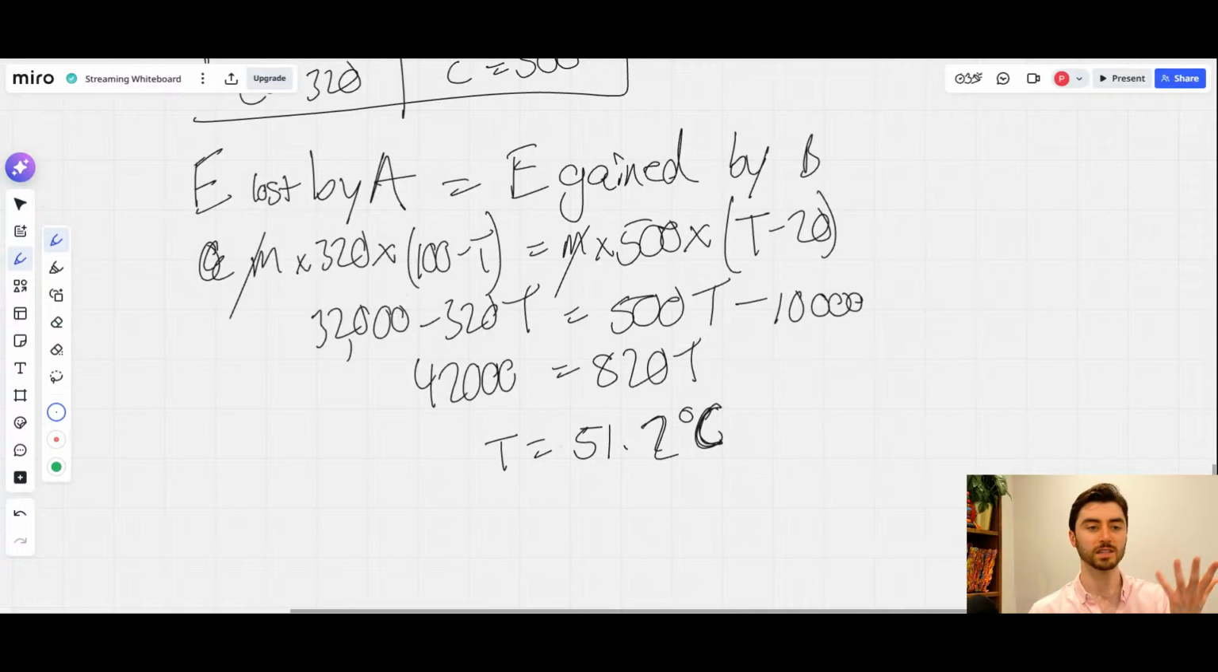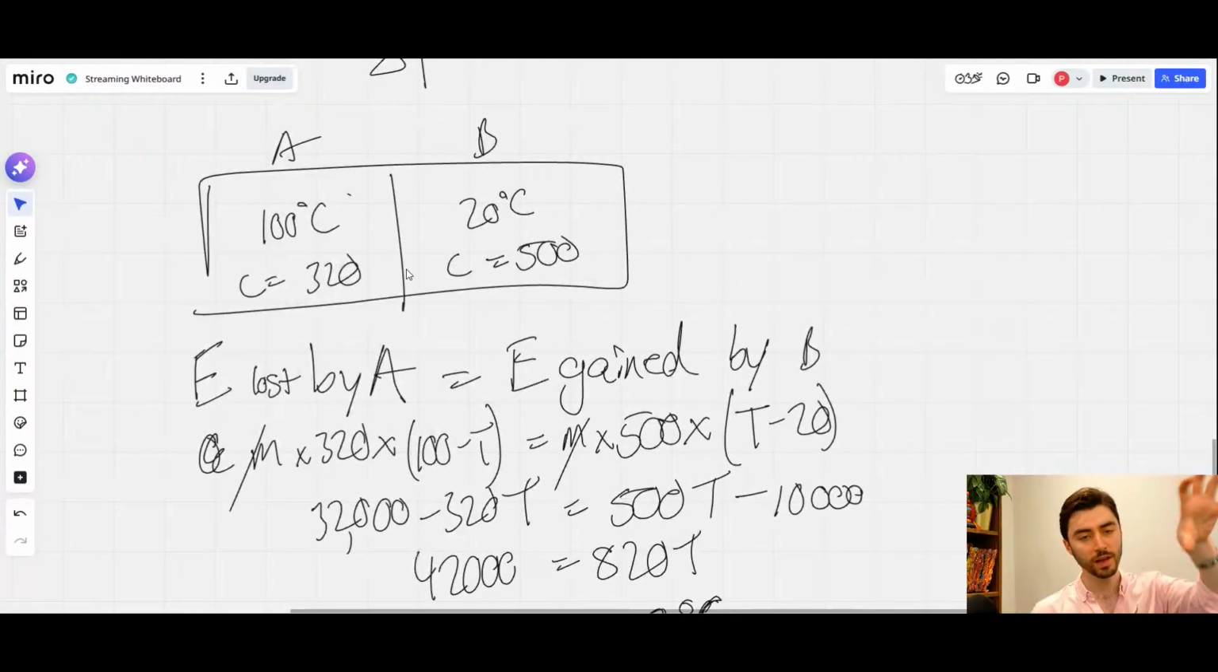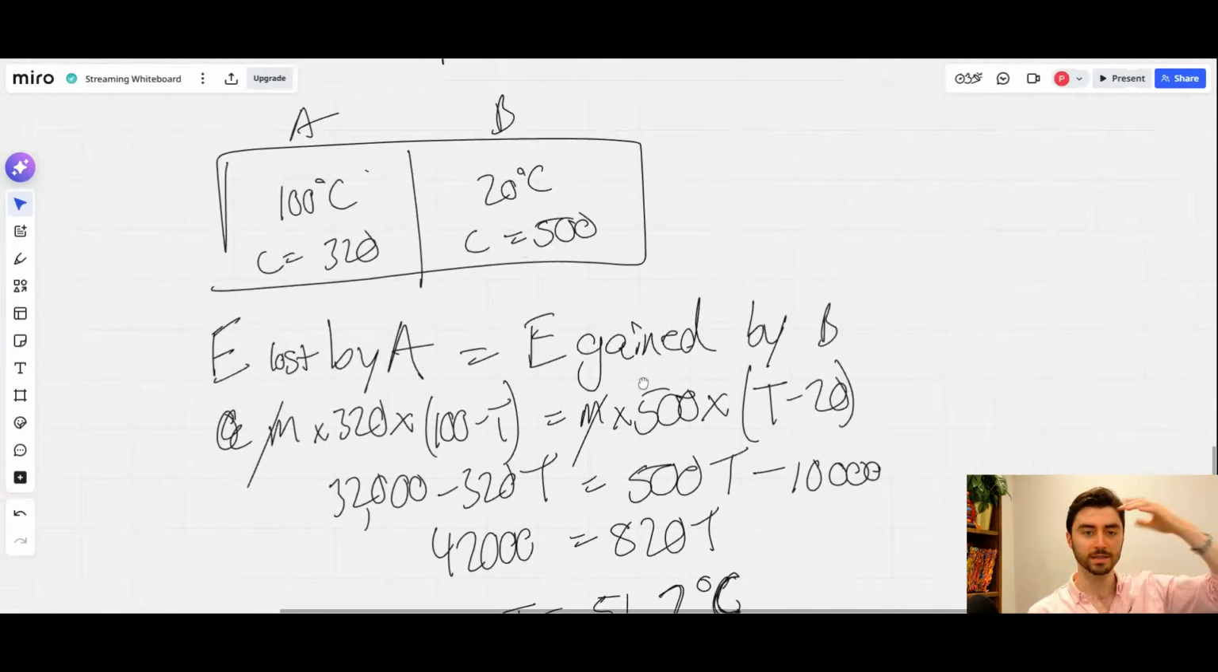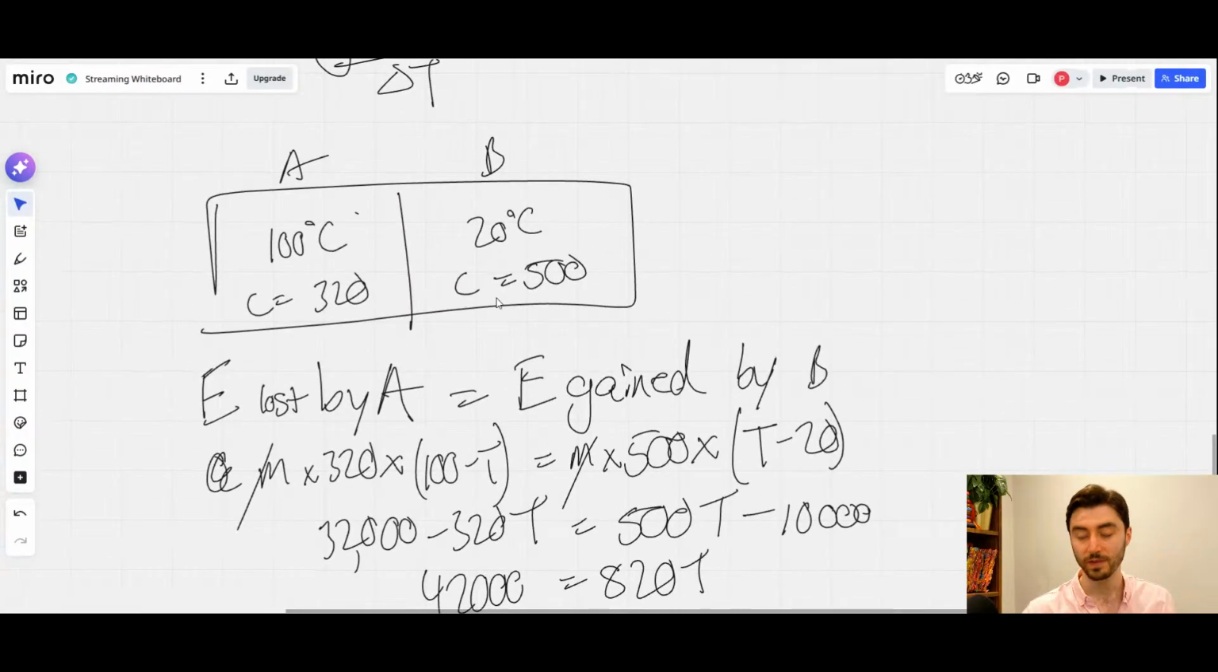Now, why does this make sense, by the way? You can also think about that. Well, if these had the same specific heat capacity, the average would be 60. But we get something less than that. We get 51. Why is that? Well, this thing has a higher specific heat capacity. So you can think of specific heat capacity as almost like thermal inertia, where B is harder to move its temperature than A. So B has more thermal inertia, so it doesn't move as far. It gets more weighted towards the B than it does the A.